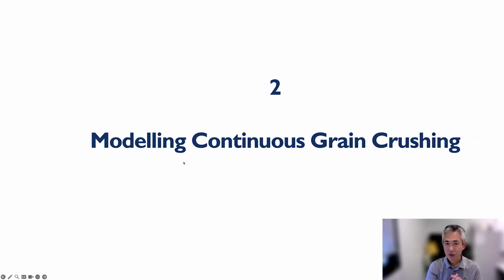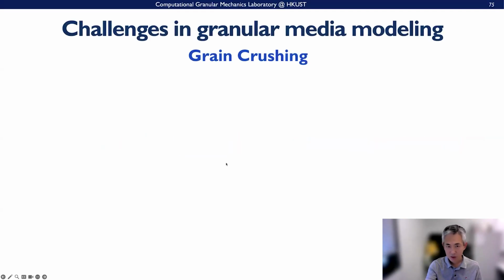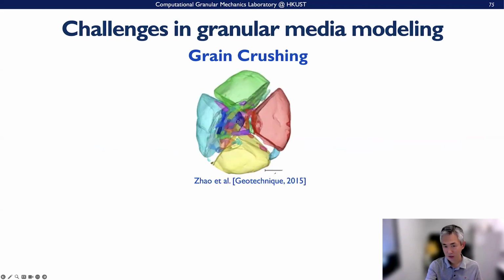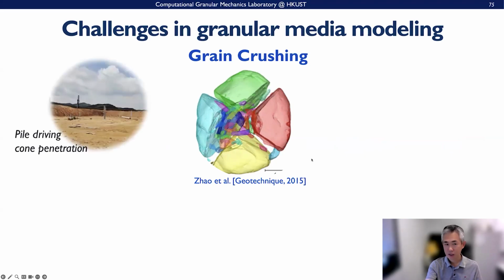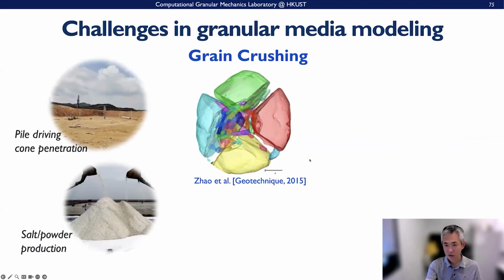And so I will continue with the second part, how we can model continuous grain crushing. Okay, and quickly go through that. In my own opinion, there are two major challenges in granular matter modeling. One is grain crushing. Okay, for individual grain crushing, there are a lot of studies already, and it relates to a lot of engineering processes, like in geotechnical engineering.